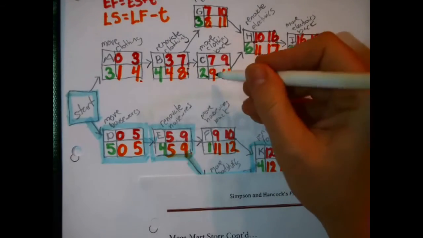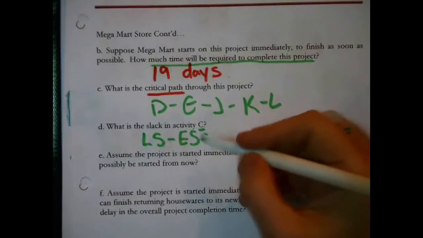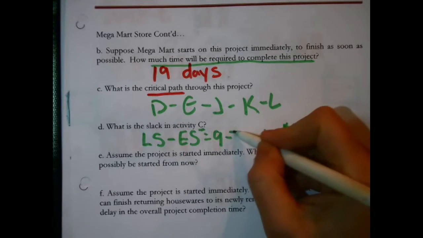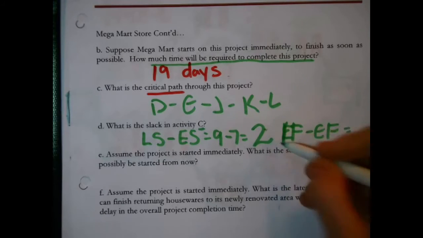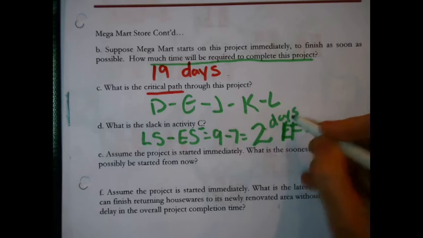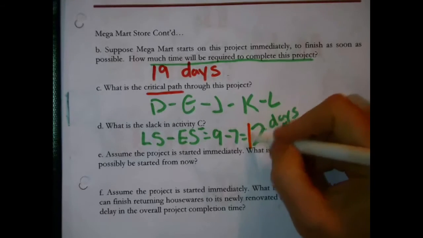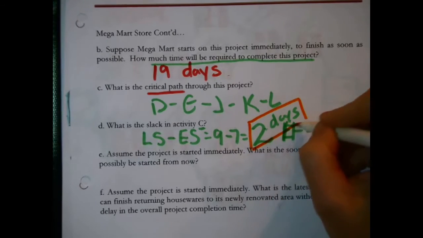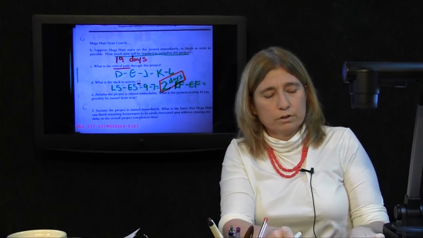Okay, the late start time is 9. The early start time is 7. There's your answer right there, and that's in days. The slack in activity C is 2 days. You'd get the same answer if you used late finish and early finish.